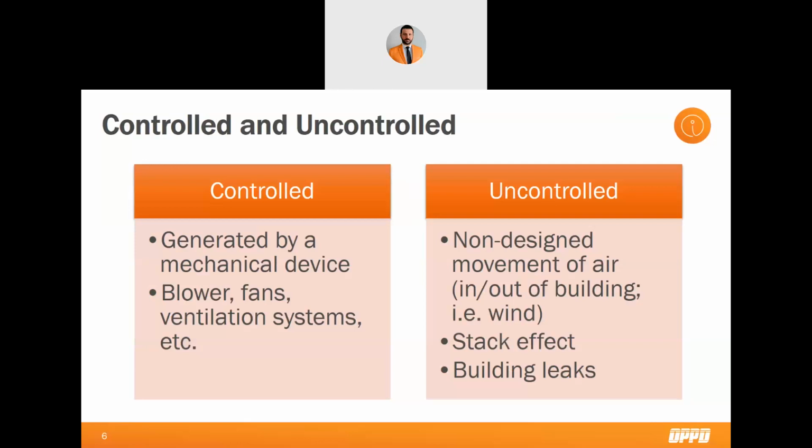To expound on these definitions, there are two forms of airflow, controlled and uncontrolled. Controlled airflow is generated by a mechanical device, such as a blower in the furnace, fans, ventilation systems, etc. In other words, controlled airflow is intentional. Uncontrolled airflow is any flow of air not designed to occur in and or out of a building, such as wind and even the stack effect, which is the way infiltrated air into a building affects the pressure of the building at different heights. The most common source of uncontrolled airflow are, of course, building leaks.